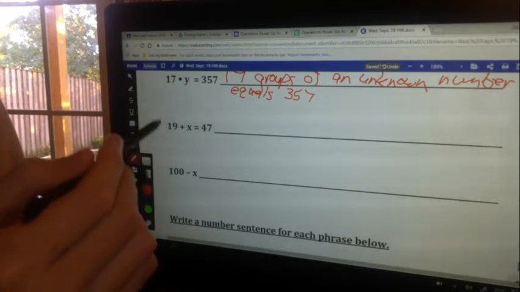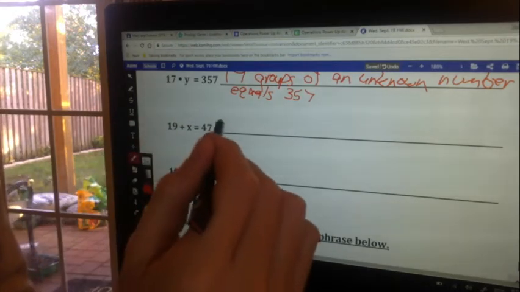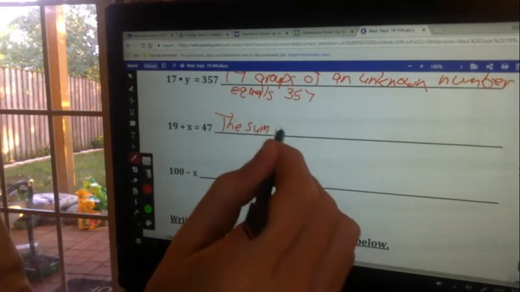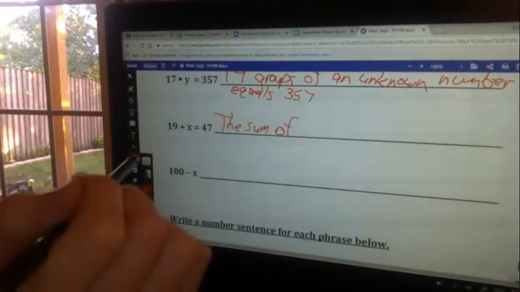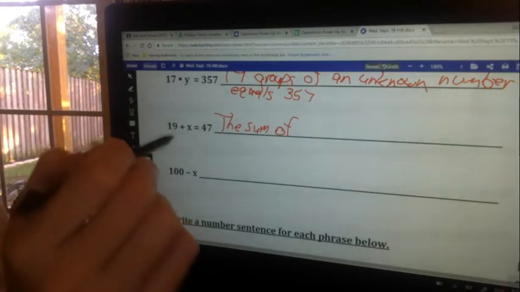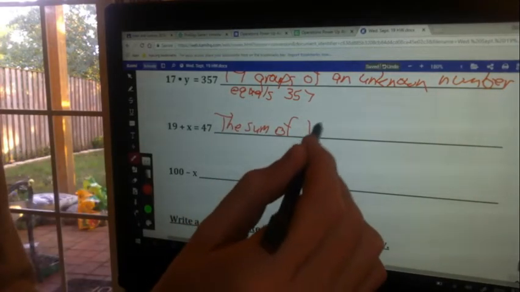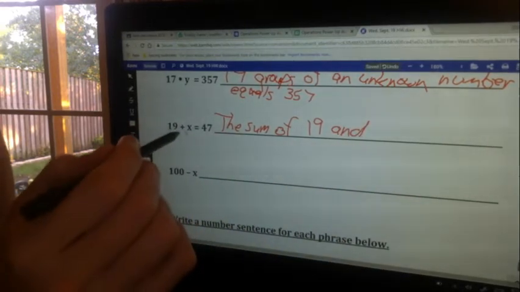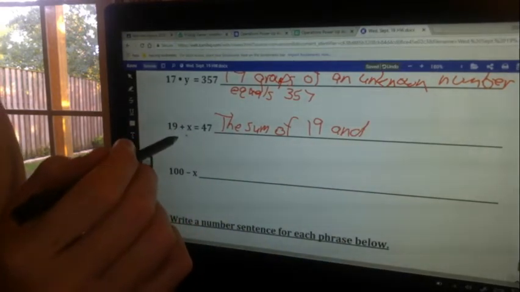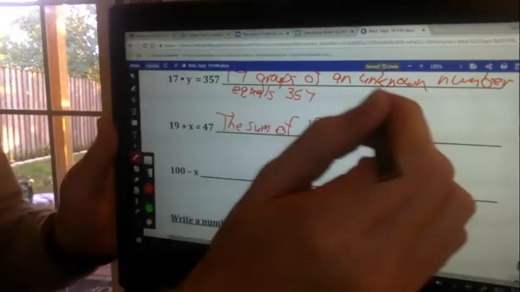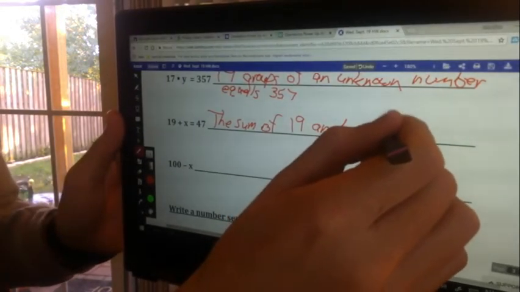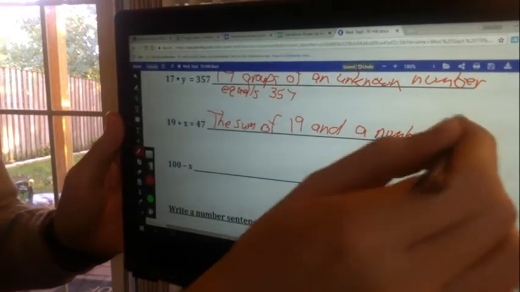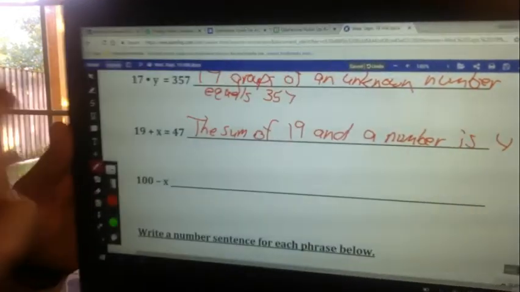So I'm going to say the sum of, and what are we taking the sum of? Well, we're taking the sum of 19 and whatever we call this, I'm going to call it just a number this time. So the sum of 19 and a number is 47.